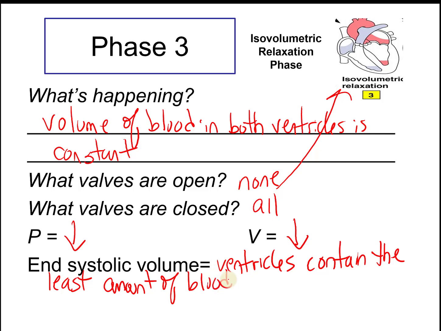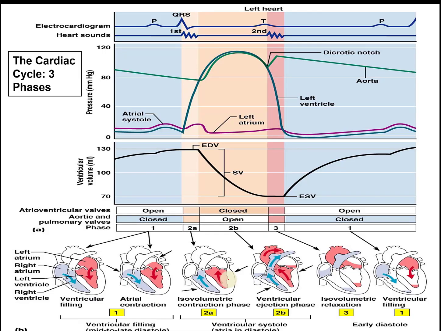Okay, so let's go back to this picture one more time, and we're in phase 3. You'll notice that in terms of the EKG, we're right at the end of the T wave, and remember, the T wave is repolarization of the ventricles. But to go back here, here is the end systolic volume, the least amount of blood the ventricles will have. Here's the end diastolic, the most amount.